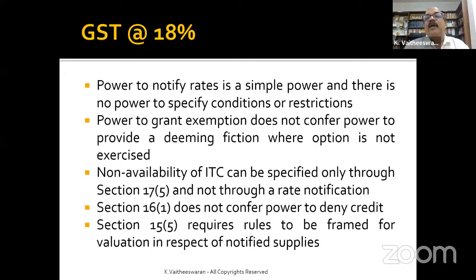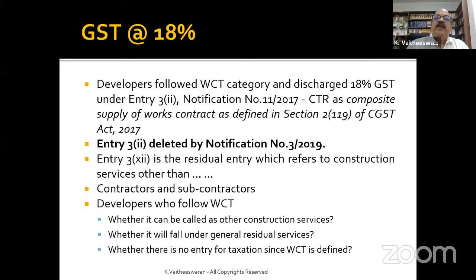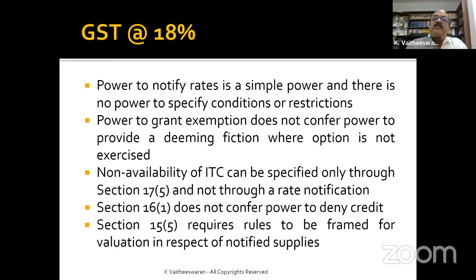On the other hand, the power to grant exemption is completely different. So power to grant exemption in terms of section 11 has got certain categories where you can say that the exemption can be absolute, the exemption can be conditional, the exemption can be subject to various restrictions. So one key point that flows across is A, non-availability of ITC. Where should you say that? You can say that only in 17(5). You cannot say through a notification. Or at least in 17(5), there must be a link to this particular notification.